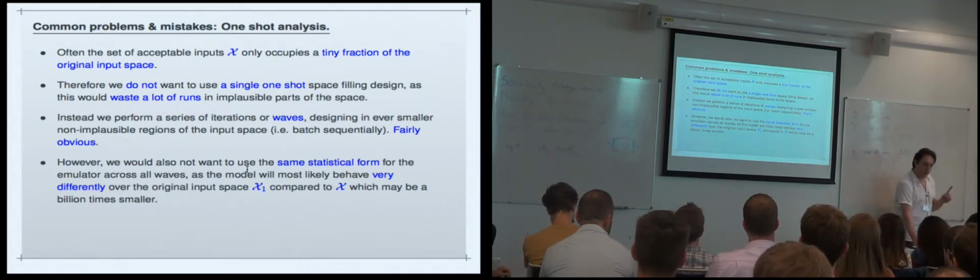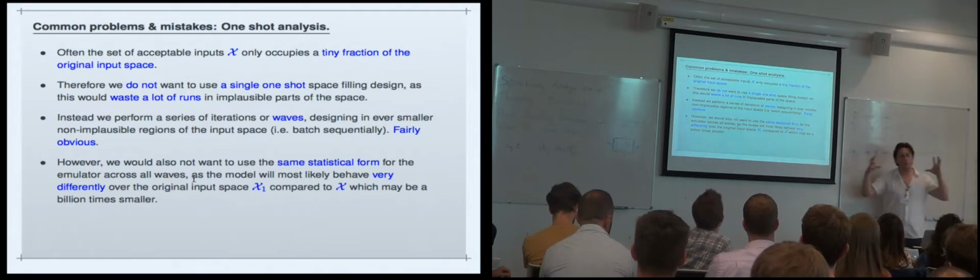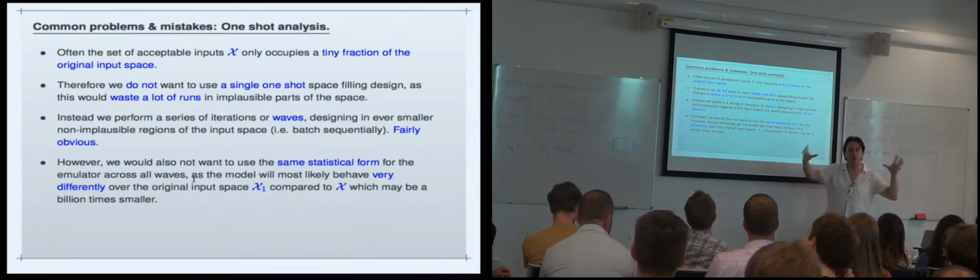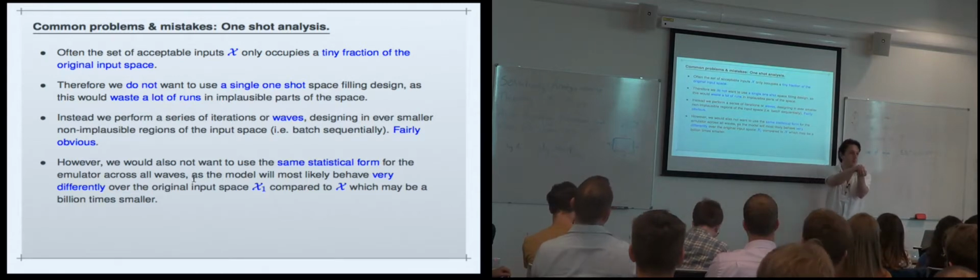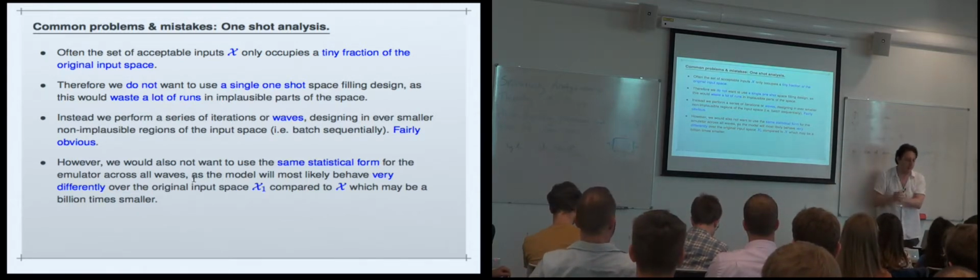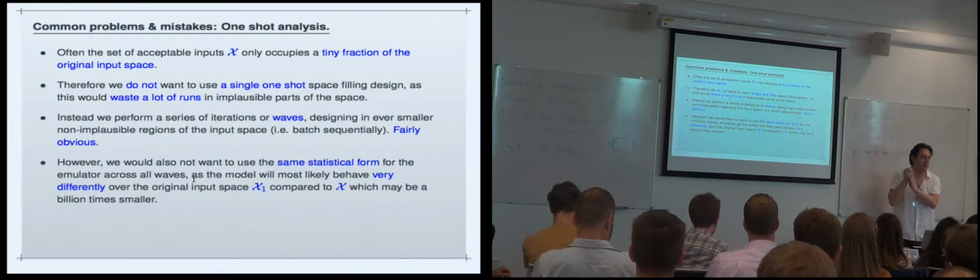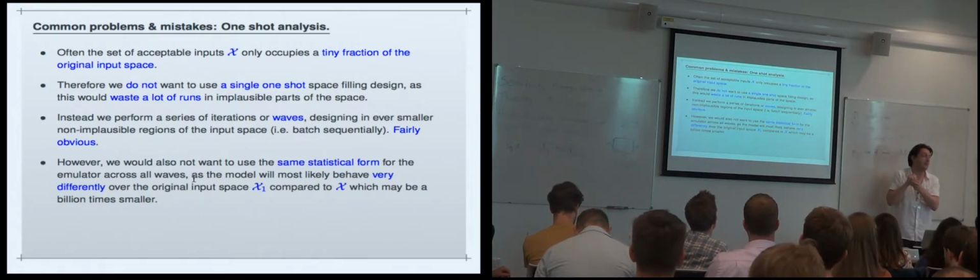However, we would also perhaps not want to use the same statistical form for the emulator across all waves. I'm going to set up an emulator. I'm going to zoom into a small part of the space, do another set of runs, set up another emulator, zoom in more. I'm now in a much smaller part of the space. Do I want to use the same emulator that I did at the beginning? That is not obvious to me. Okay? In fact, I'd say mostly no.